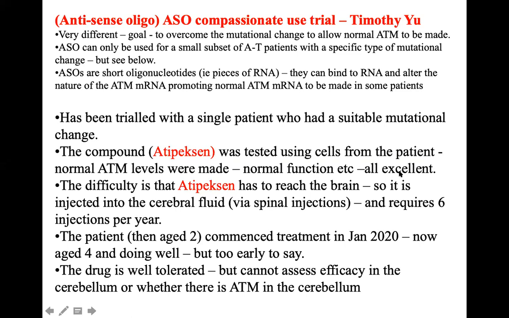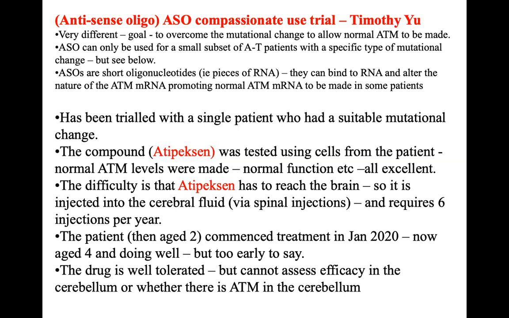The difficulty then in treating the patient is that antipexin has to reach the brain. So the way they did this was to inject it into the cerebral fluid, that's spinal injections, and the treatment requires 6 injections per year. And this isn't trivial. It can have bad consequences if there are problems with it.